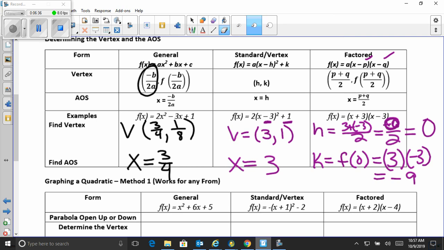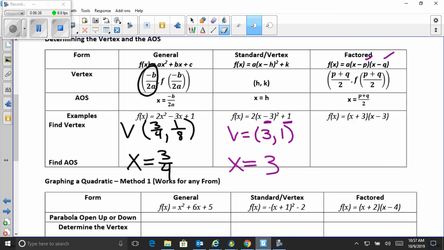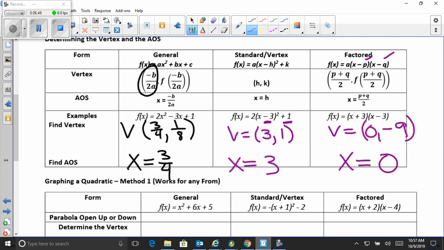So our vertex here is 0, -9, and then our axis of symmetry would be the y-axis. So that's how you find the vertex from all three forms. Easy to do. Yes, you do have to remember some different formulas. Really only remembering those for the general and the factored, because the vertex form you can tell from the equation. If you don't want to remember both, you can always change the factored to the general, just by multiplying and distributing, and then you would just have to remember the one.